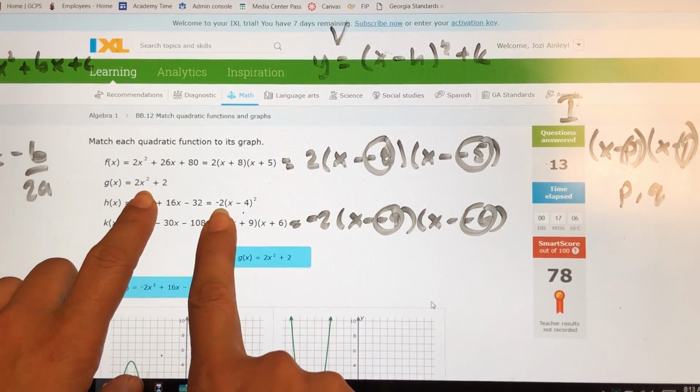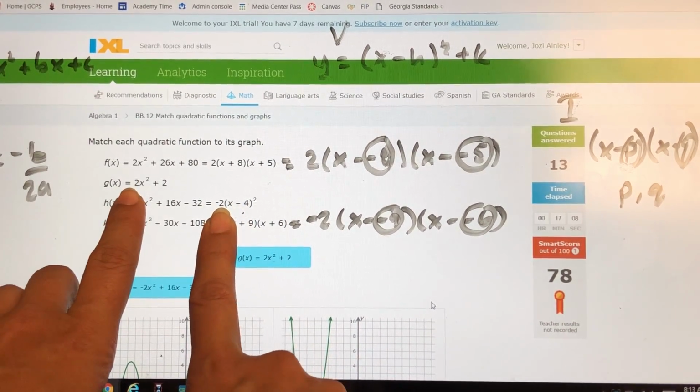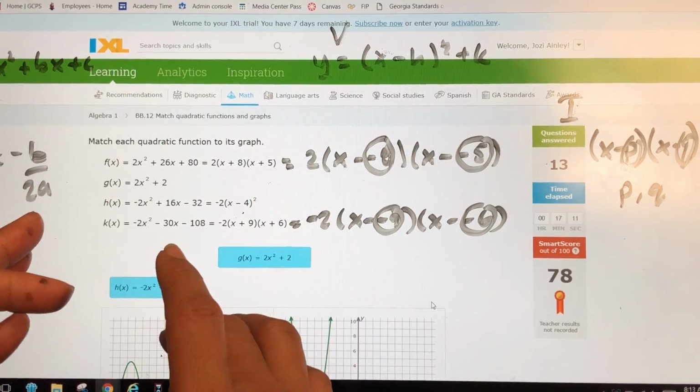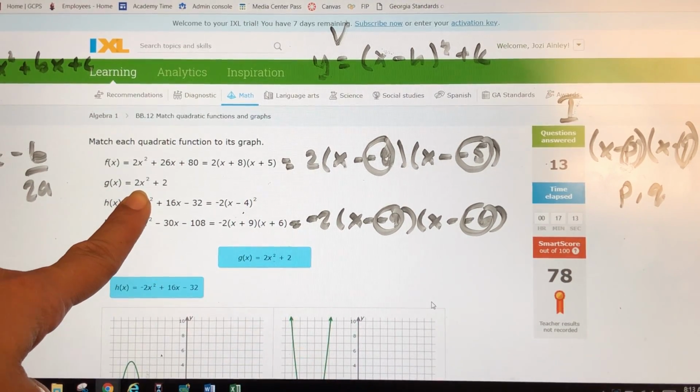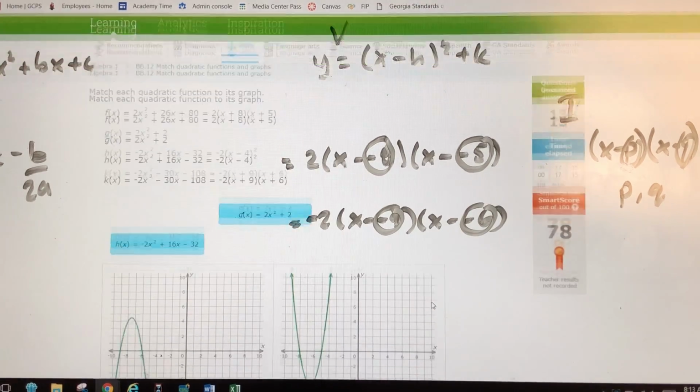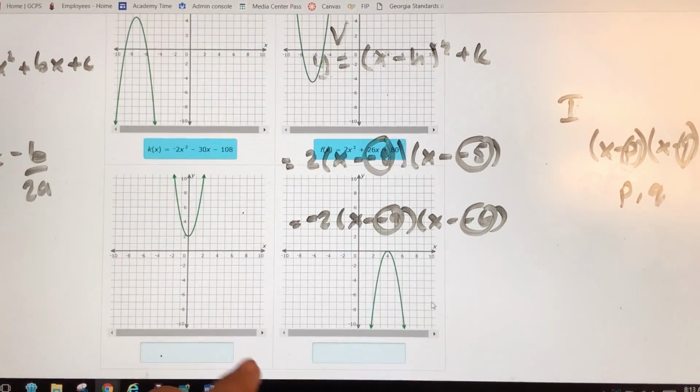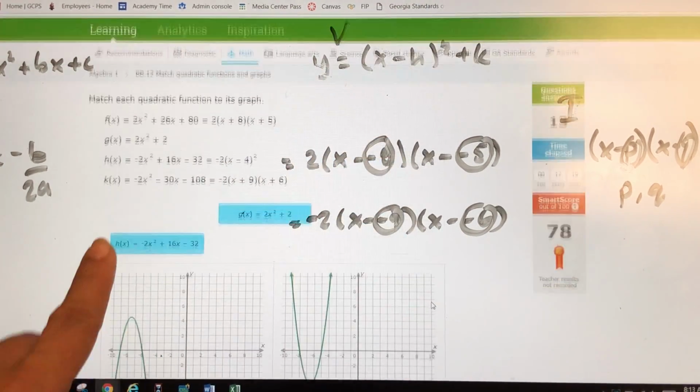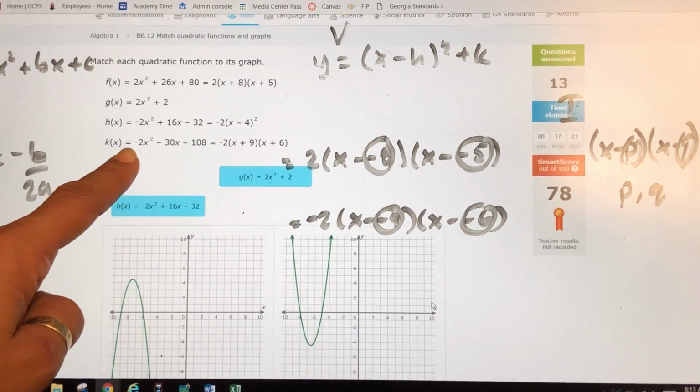Actually, before I do that, I've just noticed something. The number outside, one's positive and one's what? Negative, so I can cheat, right? So g of x is going to be the positive one that's left over. So I've already gotten rid of 2. The positive one left over is this one. So that's going to be my positive, which is g of x.